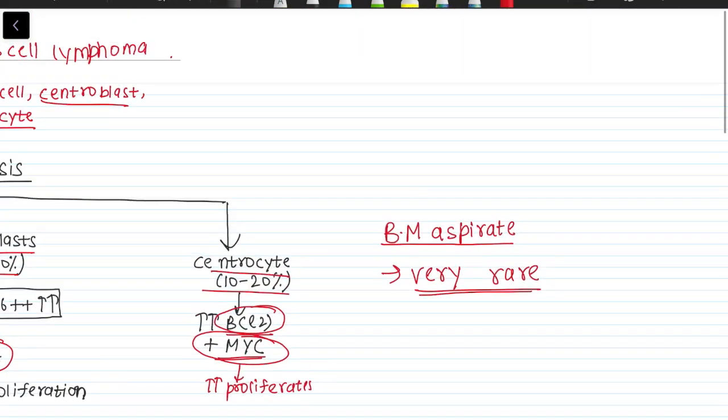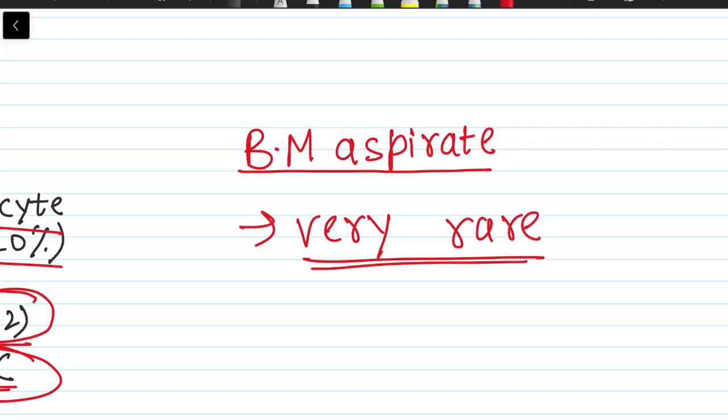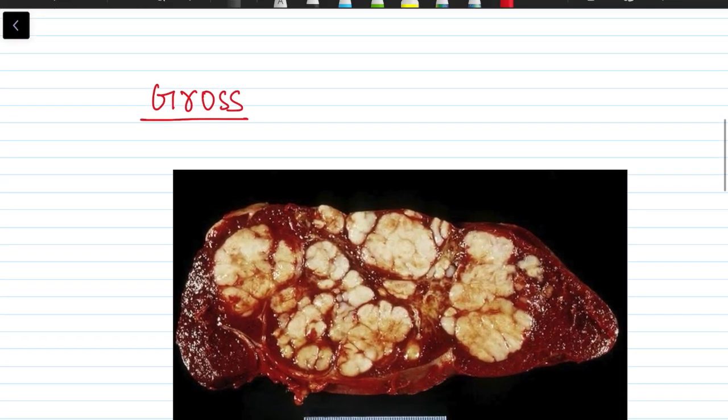Now, when we talk about a bone marrow aspirate, we generally don't take one, because DLBCL does not produce a leukemic picture. It is very rare that it does. But if we take a gross image of diffuse large B cell lymphoma and see an image of a spleen, then you can see large white structures in this. Just like I showed you in my previous videos of follicular lymphoma, we did see some large white structures, but they were not that big. Obviously this is an aggressive lymphoma, that is why we are seeing such big structures.